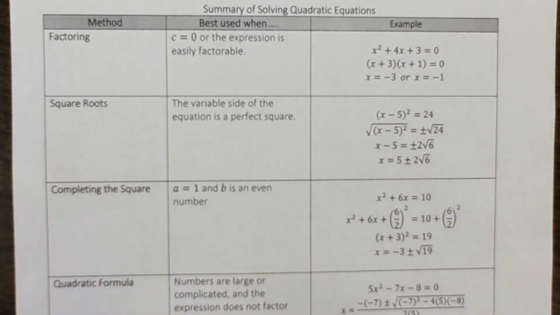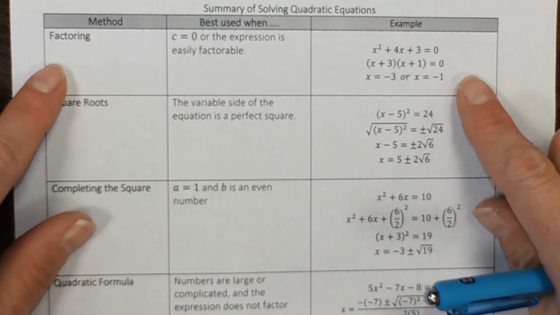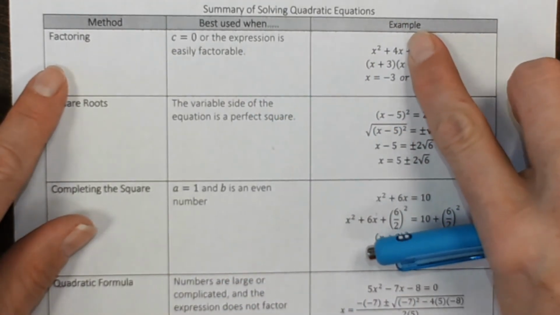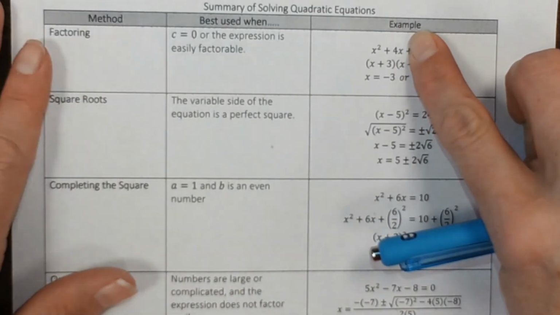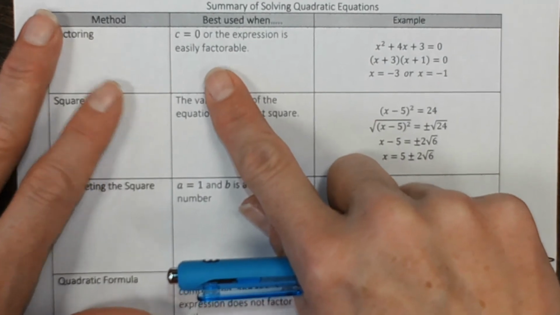Okay, I want to wrap up all of our notes about solving quadratics and give you some of our best case scenarios: here's when you use this. So factoring. It's best when either there's no C term, because then you would just factor out a GCF, and that would be easy to factor, or whenever your expression is easily factorable.